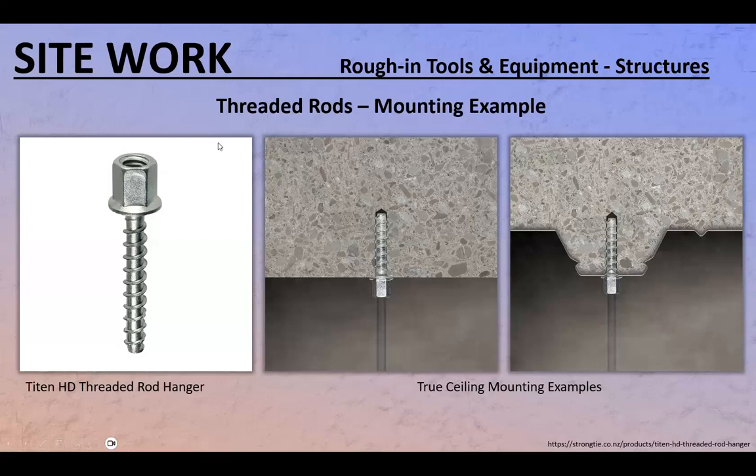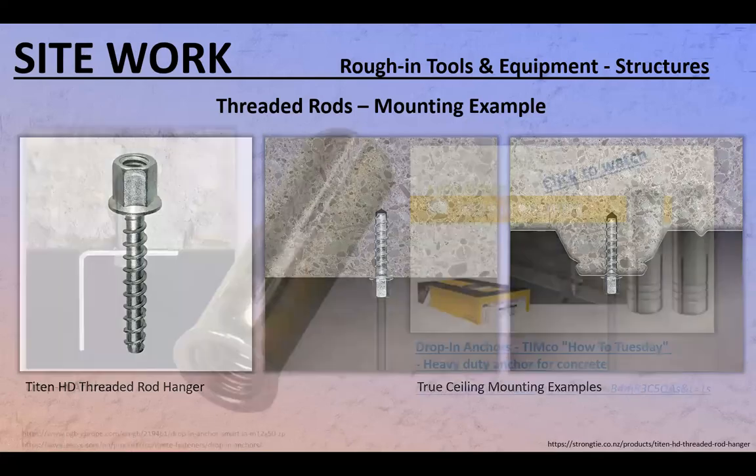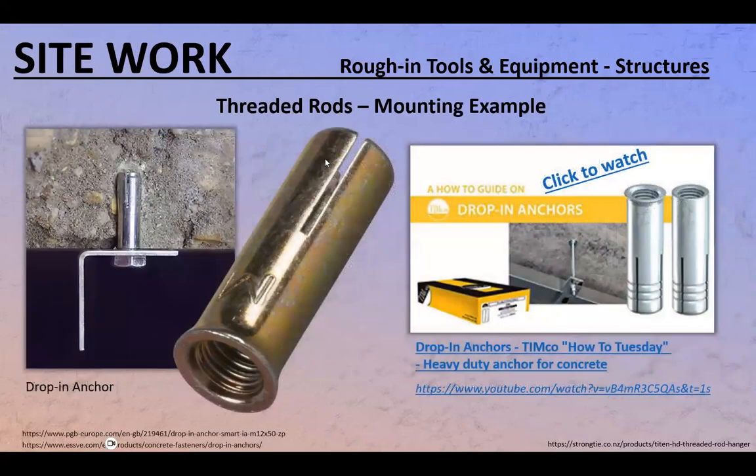So one way into concrete is using the threaded rod hangers. I just want you to know that things like that exist. Another way is something that's called a drop-in anchor. A little bit different, but same, but different. All right. Well, here's the thread for the threaded rod, or maybe you can do a bolt and do some other equipment mounting on that. Right? Drop-in anchor.